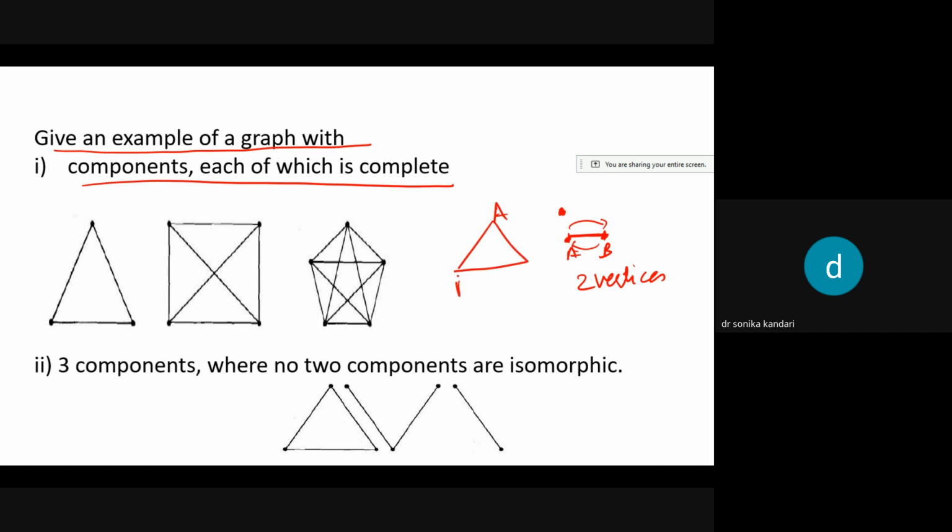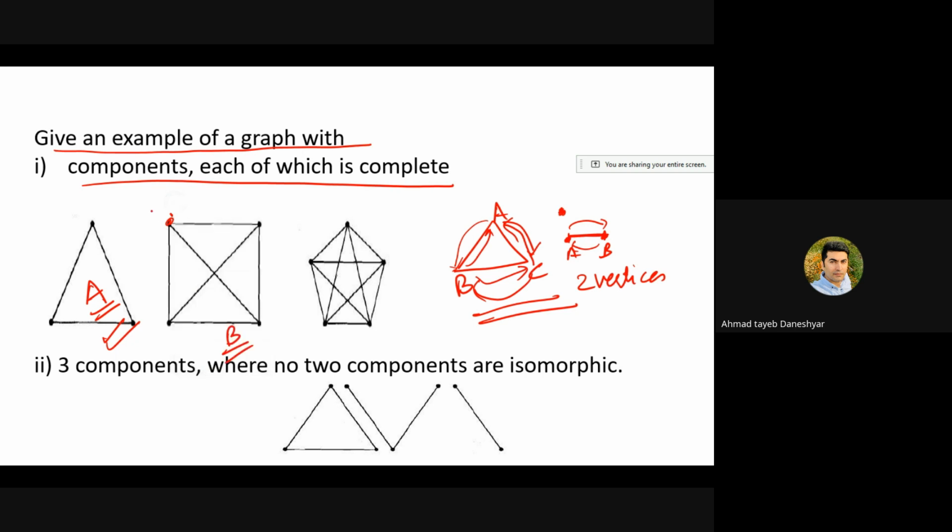Now coming on to A, B, C. See whether it is a complete graph or not. Yes, it is a complete graph. From A you can move to C. From A you can move to B. From B you can move to C. From B you can move to A. From C you can move to A. From C you can move to B. It is a complete graph. So this one is a complete graph. Graph number A, complete graph. What about graph number B? It's also complete.